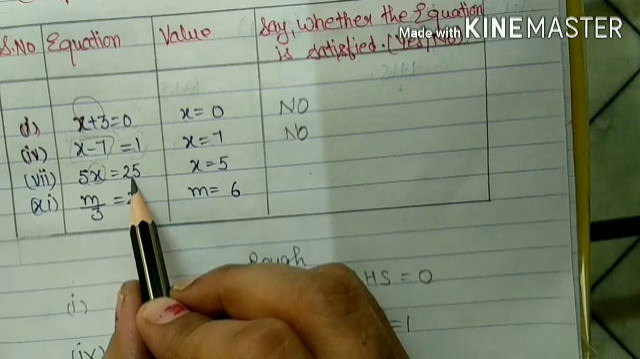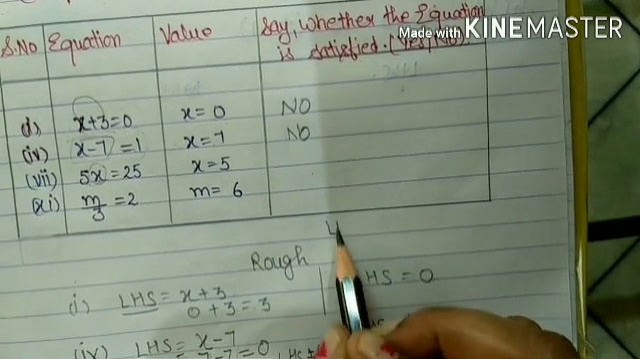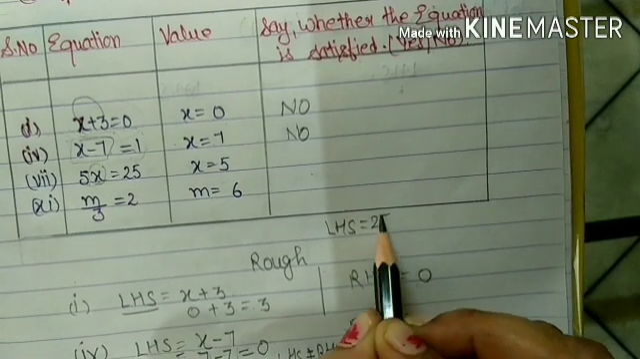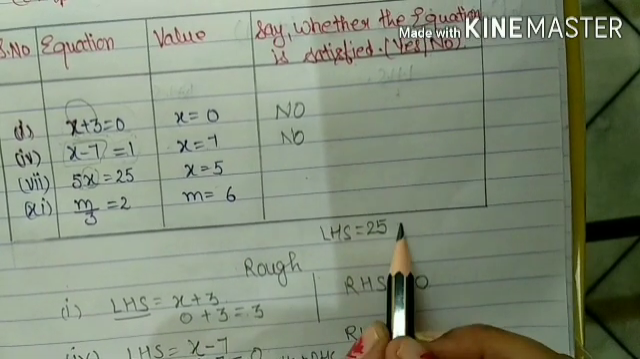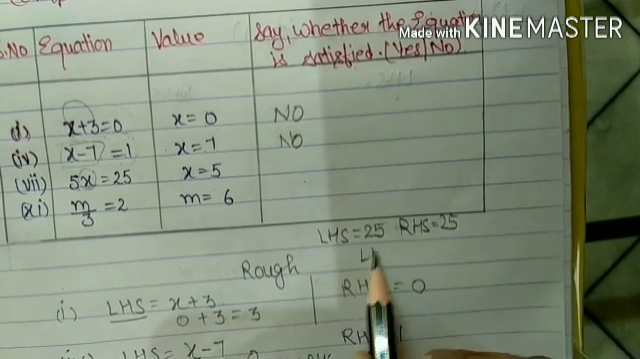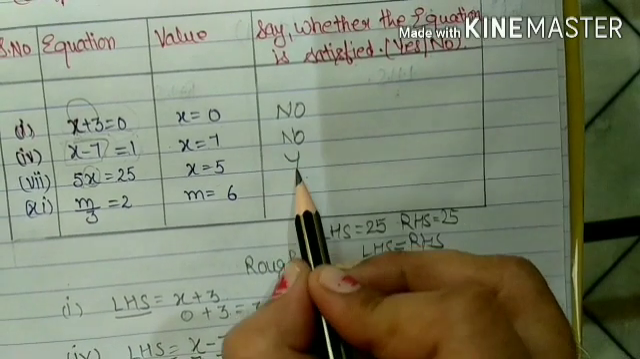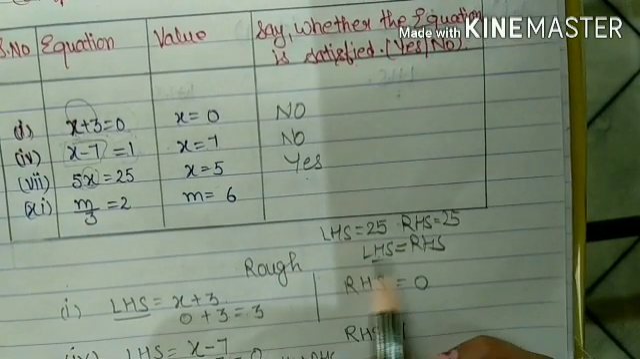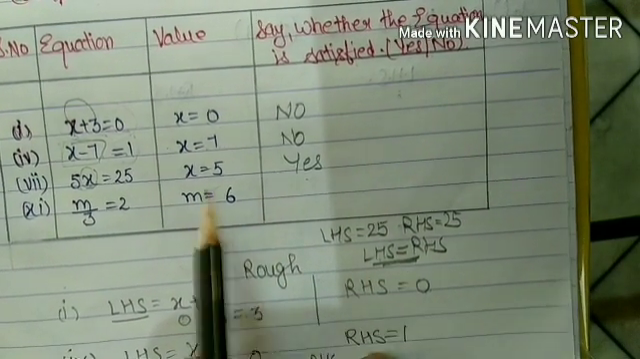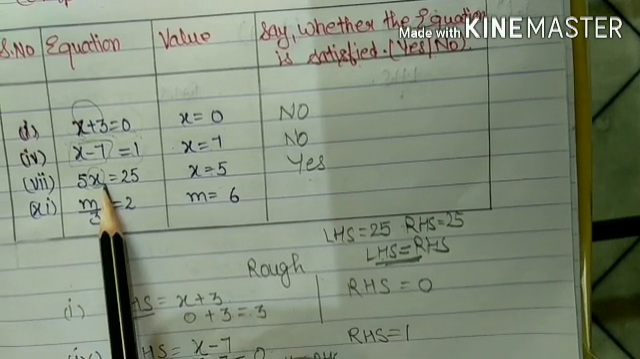And right hand side is also 25. So in this case, left hand side will be equal to 25 and right hand side is also given to you 25. LHS will be equal to RHS. Here I will write yes, as both sides are equal, meaning the given value is satisfying the given equation.